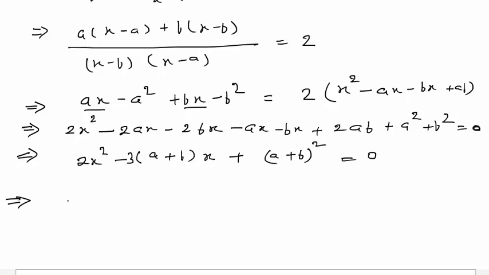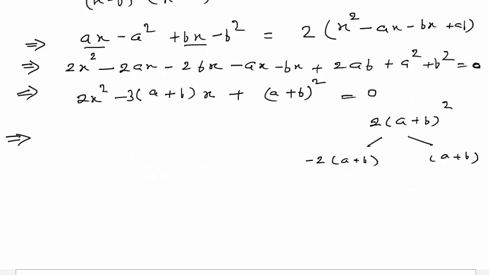Now what is my a in this particular problem? a is 2, and what is c? It is a plus b the whole square. So what I need to do is, I have to factorize this 2 times a plus b the whole square in such a way that my addition will be minus 3 times a plus b. So 2 times a plus b the whole square. What I will do? I will write here minus 2 times a plus b, and here it is minus a plus b. You must understand by observing the factors, observing the terms, what factor you need to do. This is minus 2 times a plus b, and this is minus a plus b.